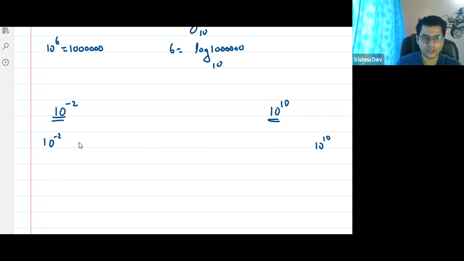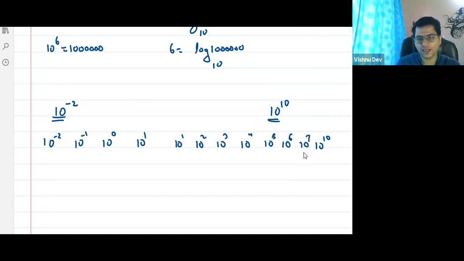10 to the power minus 2, then 10 to the power minus 1, then 10 to the power 0, then 10 to the power 1, 10 to the power 2, 10 to the power 3, 10 to the power 4, 10 to the power 5, 10 to the power 6, 10 to the power 7, 10 to the power 8, 10 to the power 9, 10 to the power 10. See how many small units we need.